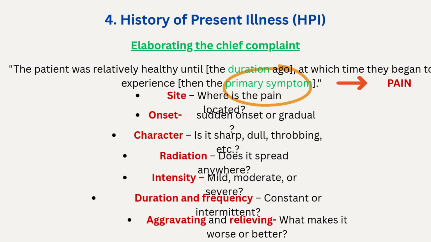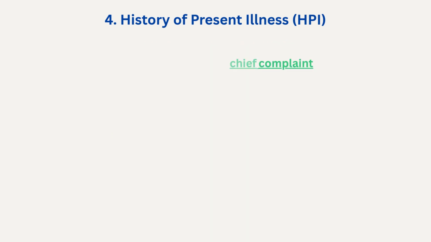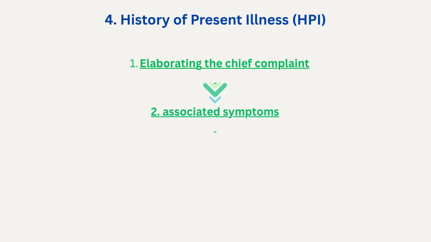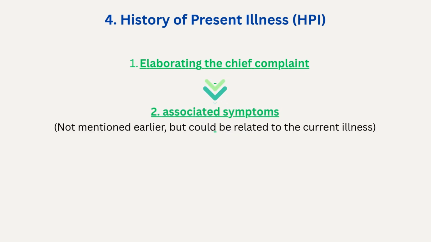There are specific characterizations for other symptoms. We will cover them in the future videos. After elaborating the chief symptoms, we should also explore other associated symptoms that were not mentioned earlier but could be related to the current illness. These can provide important clues and help us build a more complete clinical picture.